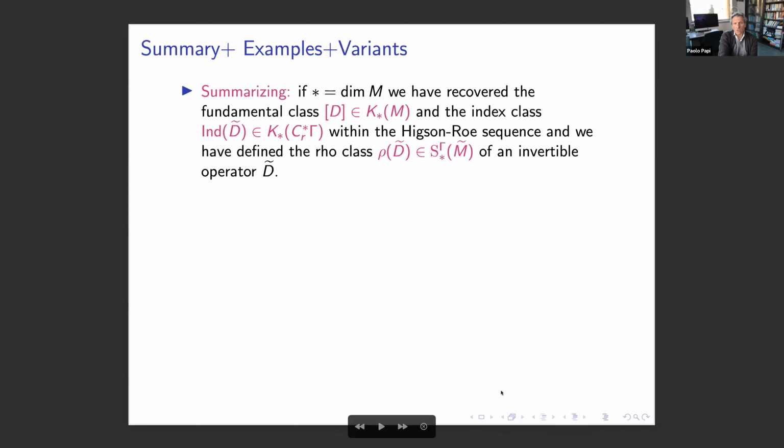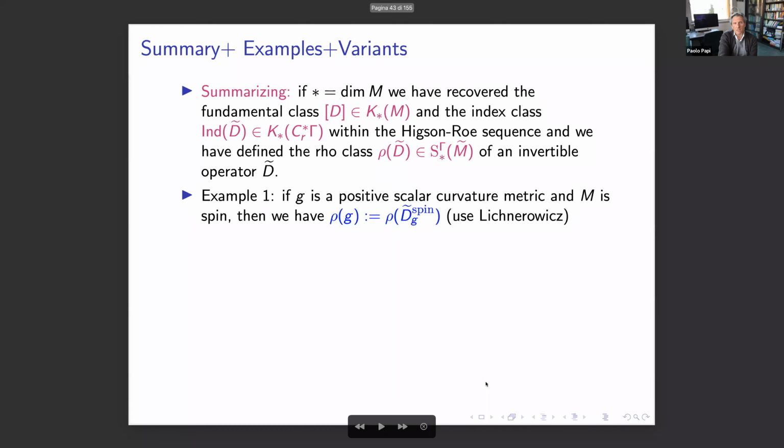Okay. So let me go on. One example is the following. Just take a positive scalar curvature metric on M. By Lichnerowicz, we know that the spin Dirac operator is invertible. And so we can define the Roe class of this positive scalar curvature metric to be just the Roe class of this invertible operator. This is one of the main sources of Roe classes.